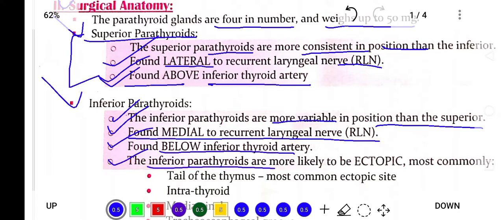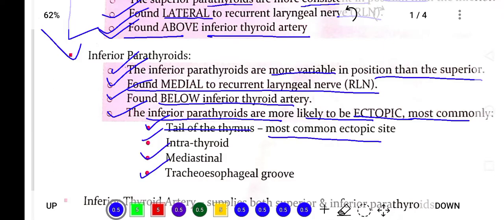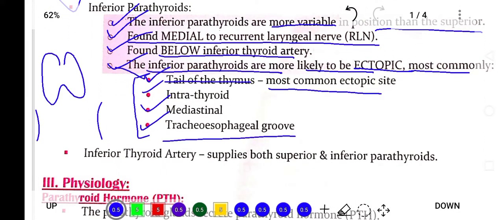The inferior parathyroids are more likely to be ectopic, most commonly in the tail of the thymus. More common ectopic sites are the infrathyroid site, the mediastinal site, and the tracheoesophageal site. Ectopic parathyroid glands are most commonly at the tail of the thymus, at the mediastinal level, or at the intrathyroid level, or in the tracheoesophageal groove as well. The inferior thyroid artery supplies both the superior and inferior parathyroid glands.